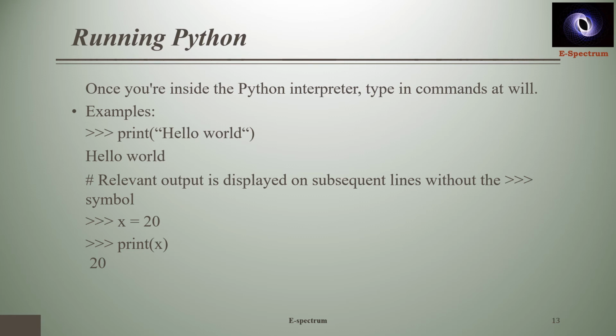Now suppose I have a variable x, and I assign a value x is equal to 20. If I want to print or display the value of x, I will only say print x, and this is the output that you will get. So this is a simple small program in Python, which you can run at the interpreter level, that is, the command prompt.